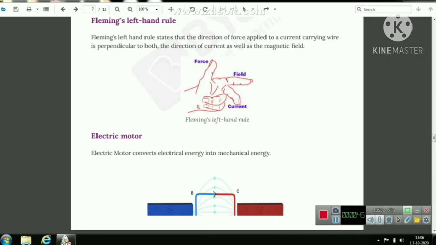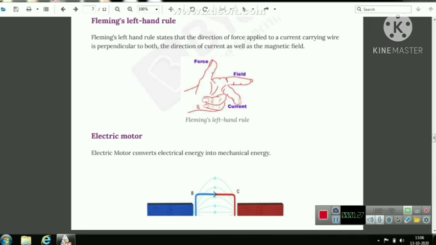Fleming's left hand thumb rule states: stretch the thumb, forefinger and middle finger of your left hand such that they are mutually perpendicular to each other. If the first finger points in the direction of the magnetic field, and the second finger shows the direction of flow of electric current, then the thumb shows the direction of the force. It will point in the direction of the motion or the force acting on the conductor.